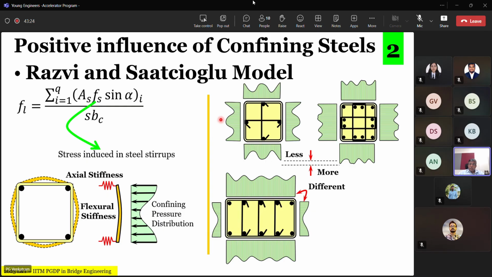Now, if you notice, in the first model, in Mander's model, since it's only based on a parameter called the effectiveness and the volumetric ratio, it doesn't distinguish between the confinement pressure in that direction and this direction. Whereas in this model, these two are different. That's one thing that you need to note as important in these two.